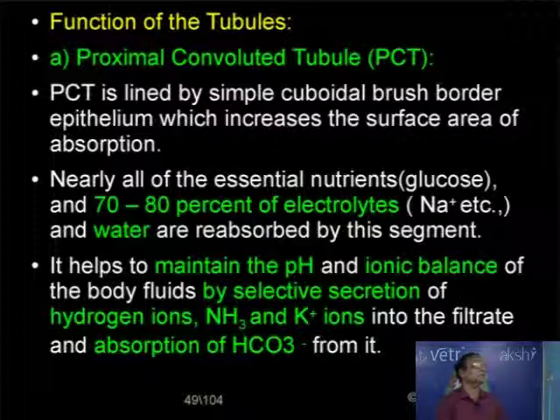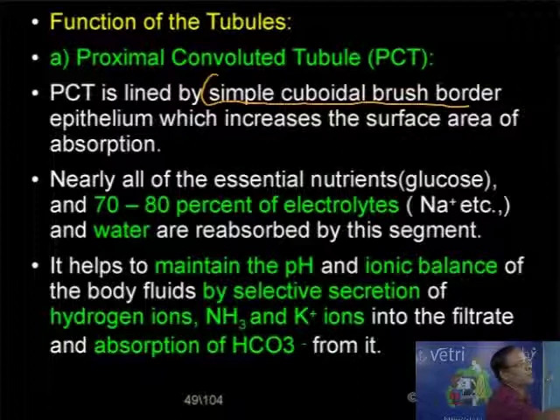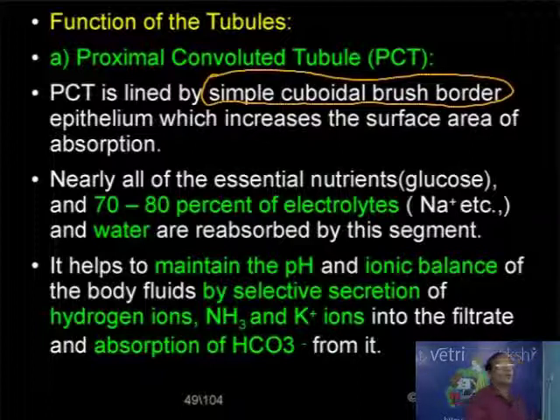It has a structure that is lined with epithelial cells, and the peculiarity is that they are made up of cuboidal epithelium. The free borders of the cuboidal epithelial cells are brush-like in appearance, hence called brush border cells. They increase the area of the reabsorption process. That is a peculiarity, and it is one of the questions also. The PCT is lined with simple cuboidal epithelial cells with a brush border, and they increase the surface area of absorption.